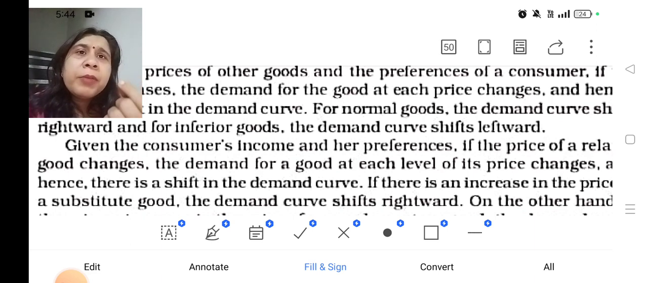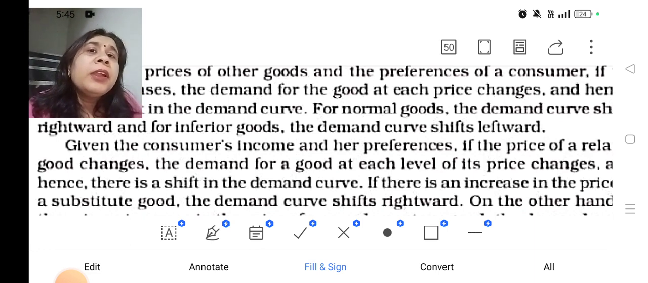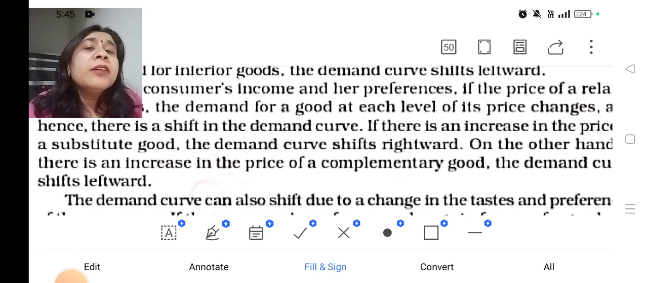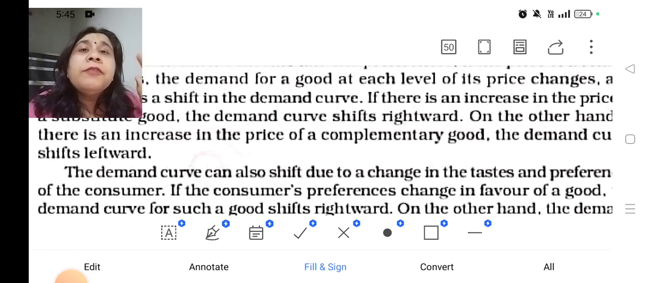It may be habit of a consumer remains active, maybe price of substitute good remains active, or price of complementary good remains active. So any factor remains active, keeping the other factors constant, including the price factor also constant, demand curve keeps on shifting. On the other hand, if there is increase in the price of complementary good, demand curve will shift leftward. We will learn this graphically also.